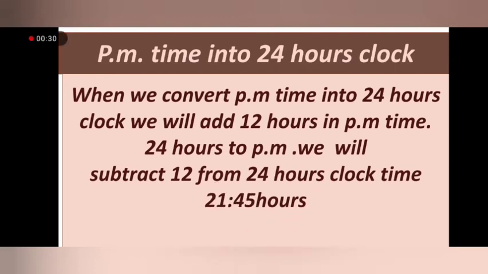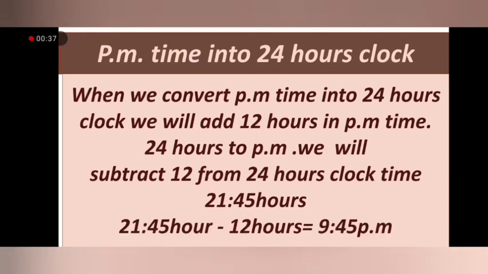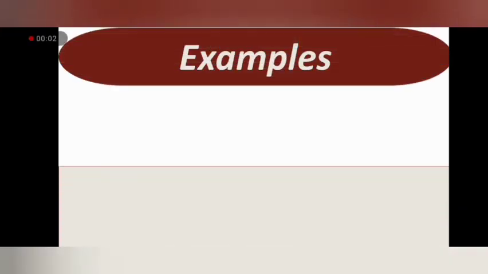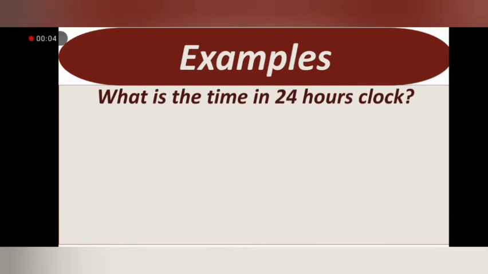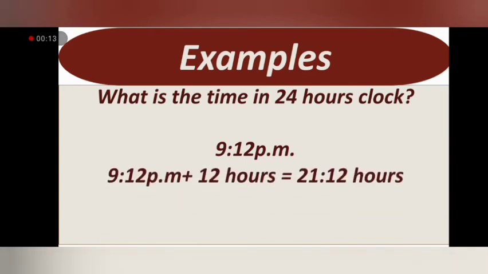For example, 21:45 hours converted into PM time, so we will write 21:45 hours minus 12 is equals to 9:45 PM. Let's take some examples. Now what is the time in 24 hours clock? 9:12 PM converted into 24 hours clock.